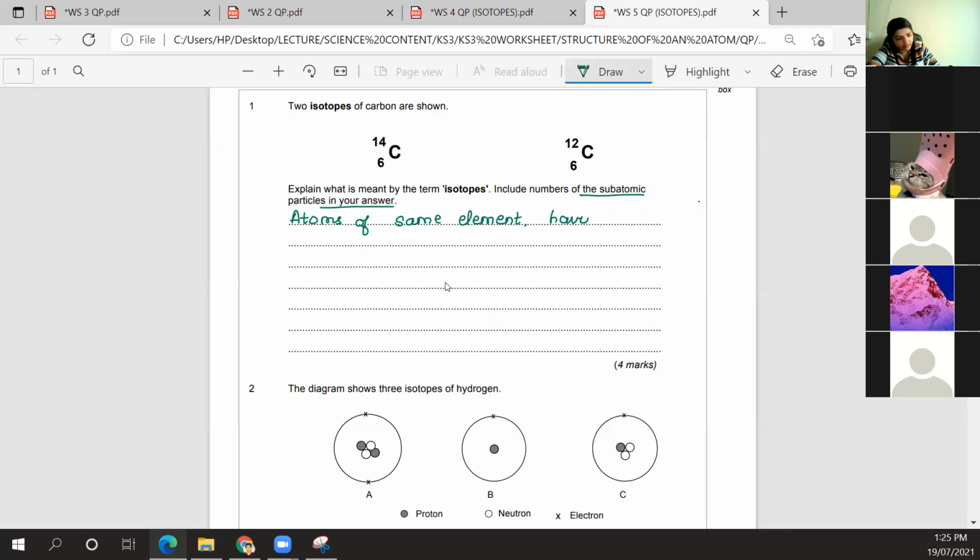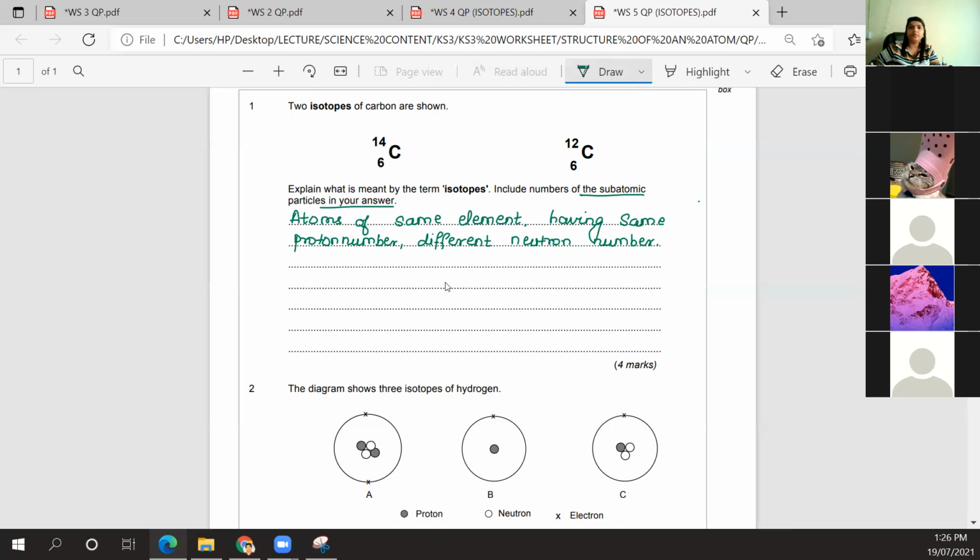having the same proton number but different neutron number, or we can say the same atomic number but different atomic mass number. And we need to write subatomic particles in your answer.